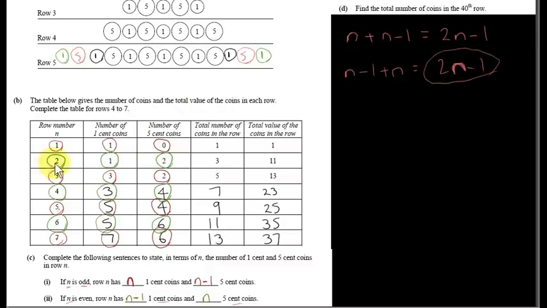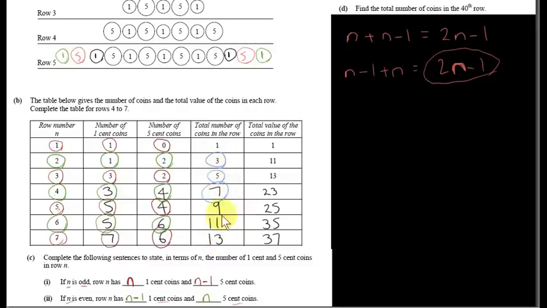So for example, if n is 2, then the total number of coins in the second row would be 2 times 2 is 4 minus 1, which is 3, this number here. If n was, say, 3, the total number of coins would be 2 times 3 is 6, 6 minus 1 is 5. If n is 4, we have 2 times 4 is 8, 8 minus 1 is 7, and so on. So these numbers actually follow an arithmetic sequence. See, the common difference is 2. 1 plus 2 is 3, 3 plus 2 is 5, 5 plus 2 is 7.